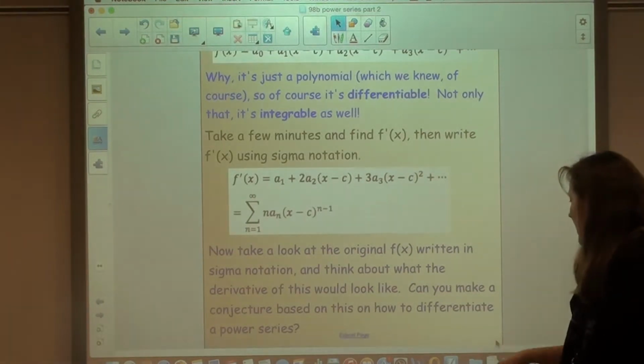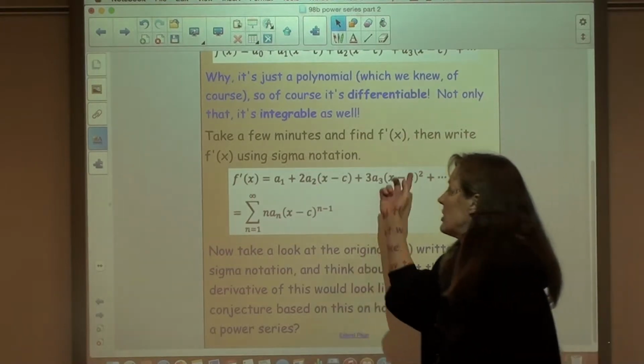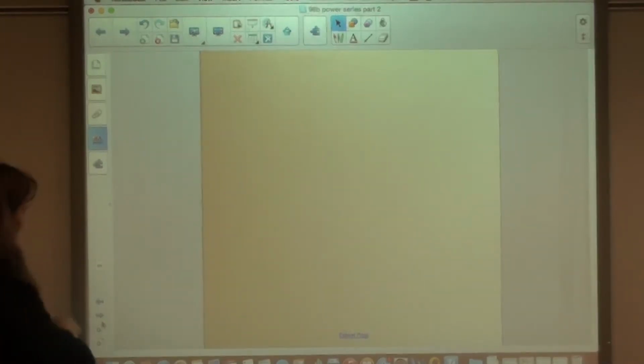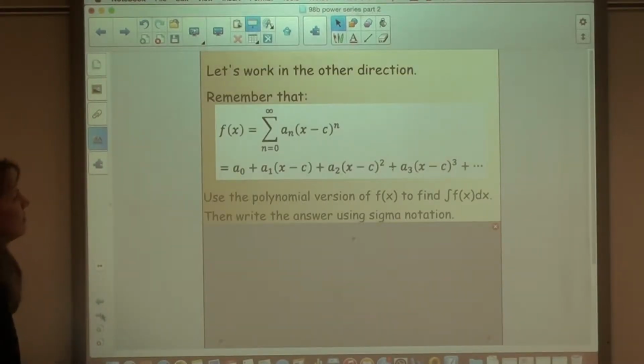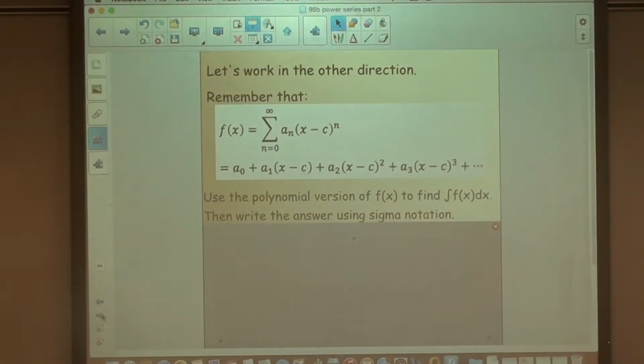Yes, you can make a conjecture that you can differentiate a power series just by differentiating the series itself. I want you to take a minute now and integrate all of the terms of your original series. Take a second and integrate. And then you're going to write the integral in sigma notation.